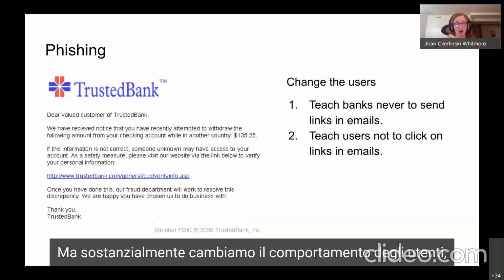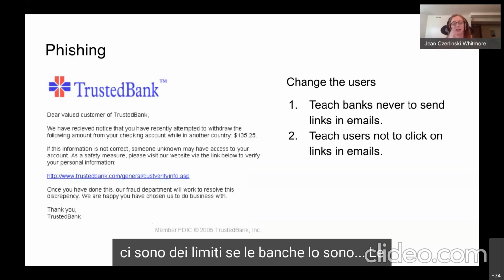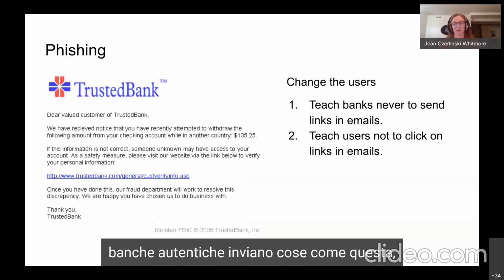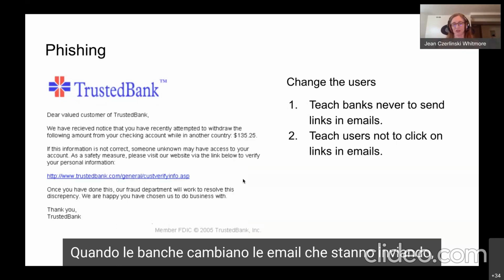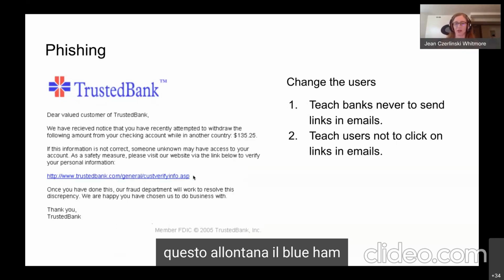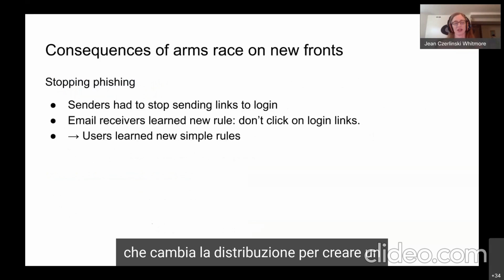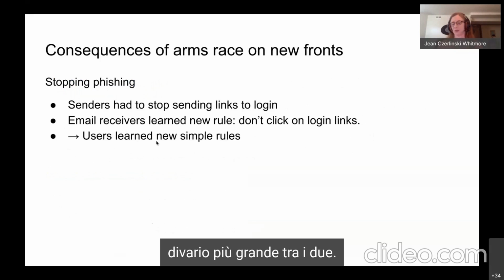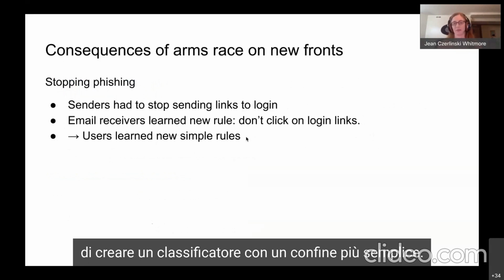There's also, hover over the link and all that kind of stuff. But basically, we change user behavior, not the filtering algorithms, because there's limits. If genuine banks are sending things like this, that's a problem. There's also, you can use external information too. You can figure out which links go to real banks and which don't. But this is kind of the core thing. You have to change user behavior, change the data itself. So in this case, this was a case of users learning new simple rules, I'd say. This was not added complexity to solve it.